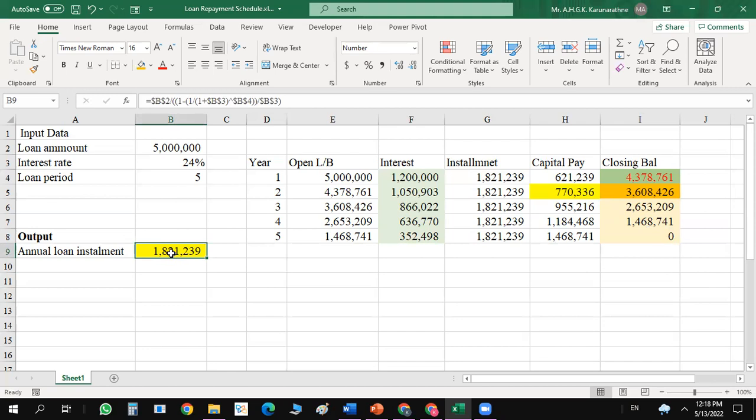How do we calculate the monthly installment? When it goes monthly, the same formula applies. You must know these finance formulas. If you are going to revise this formula to accommodate monthly installments, it is very simple.